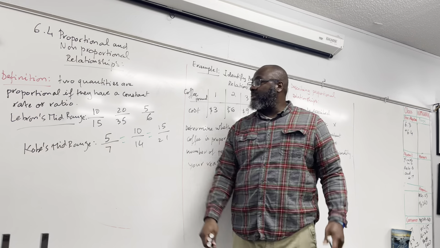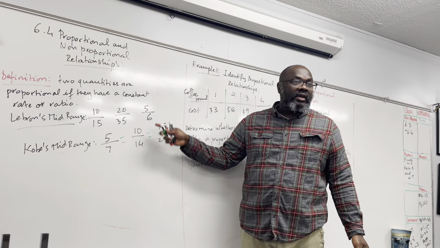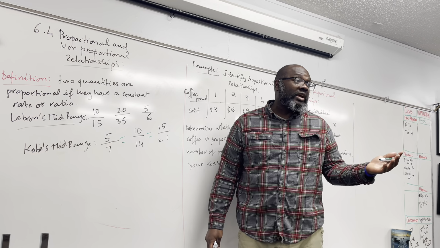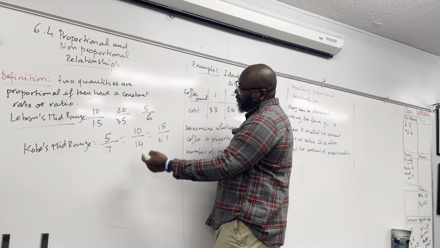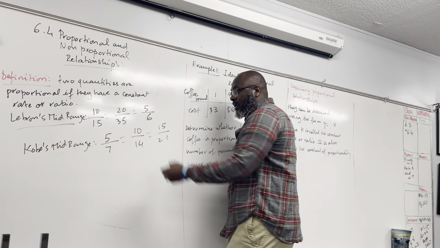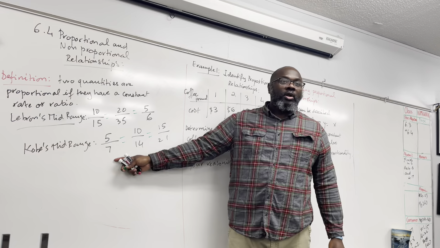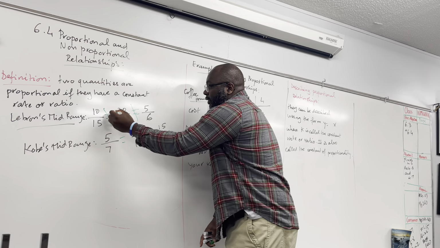Whereas LeBron James, he made 10 out of 15, then he went to 20 out of 35 and 5 out of 6. It's inconsistent, right? It's not constant. He's not shooting the same way every time. Because in the first game, he did 10 out of 15. Another game, he did 20 out of 35 and then 5 out of 6. Now, if you look at 5 out of 6 and 5 out of 7, you think this is better. But this is not consistent because these are not the same, right? The rates are not the same.